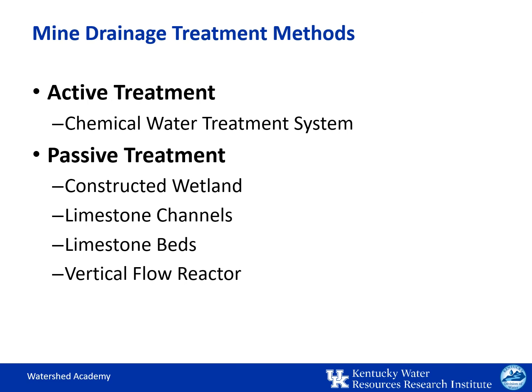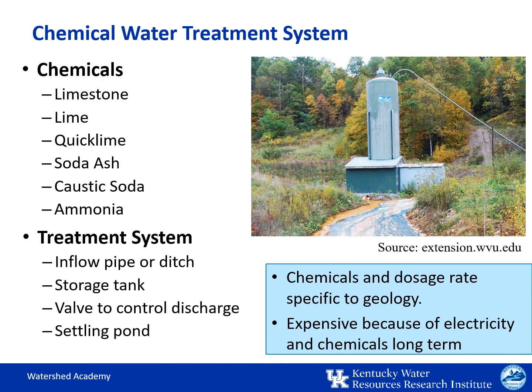Methods of treatment of mine drainage include active chemical treatment or passive treatment. We will talk about each of these in turn. In a previous slide, we discussed how various chemicals can be selected and applied to neutralize the pH and remove metals. In active treatment, these chemicals are stored in a storage tank and then released into an inflow pipe or a ditch which contains the polluted mine drainage at a set rate.